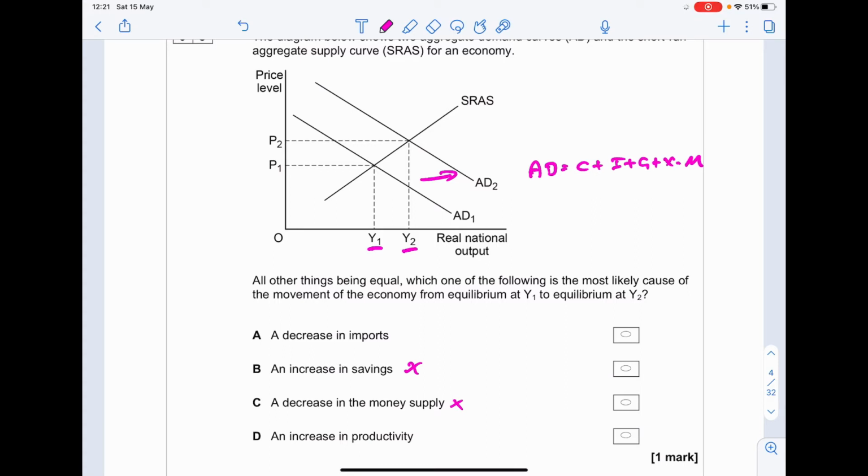An increase in productivity, well, there's nothing there related to that formula. The final one, a decrease in imports. Well, for aggregate demand to increase, all of these things need to increase, but because imports are subtracted, then if imports decrease, that's your correct answer.